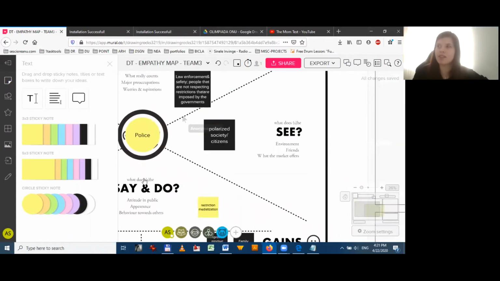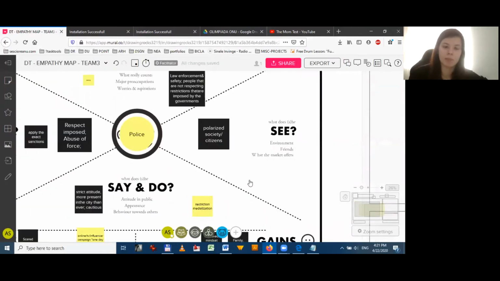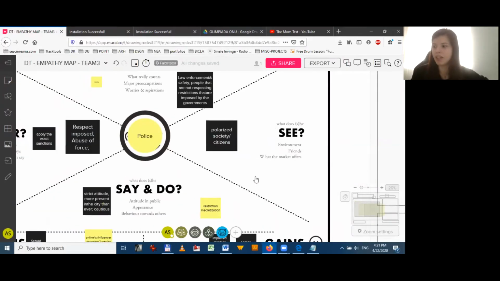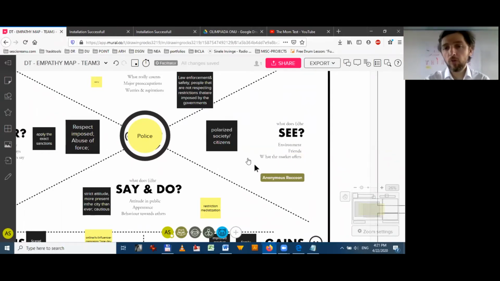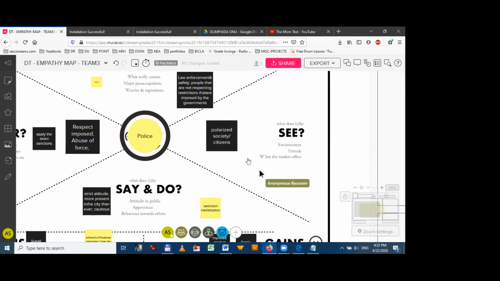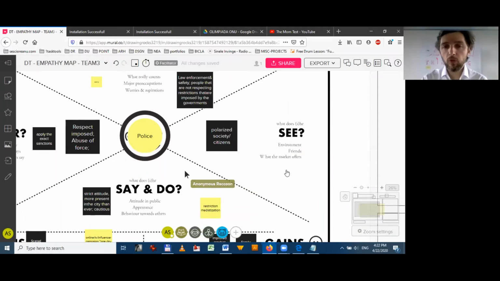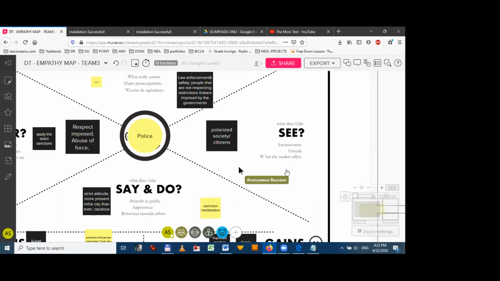Their worries are the people that are not respecting the restrictions that are imposed. Mostly what they are seeing is that society has gone to a point in which there are two major sides. And one side doesn't respect the rules. They see people on the streets for no reason. This is something they see.